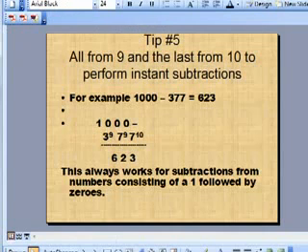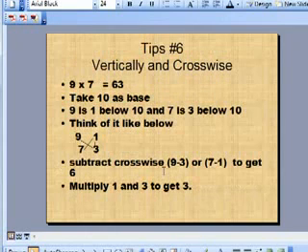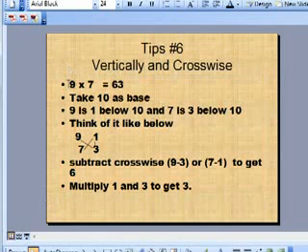So, simple. Now we'll move on to the next tip, vertically and crosswise, and this is very powerful. How do we actually multiply two numbers that are close to 10? Take an example, 9 multiplied by 7 gives us 63. So we'll find that in a vertically and crosswise way. First you have to take 10 as the base, and 9 is 1 below 10, and 7 is 3 below 10.